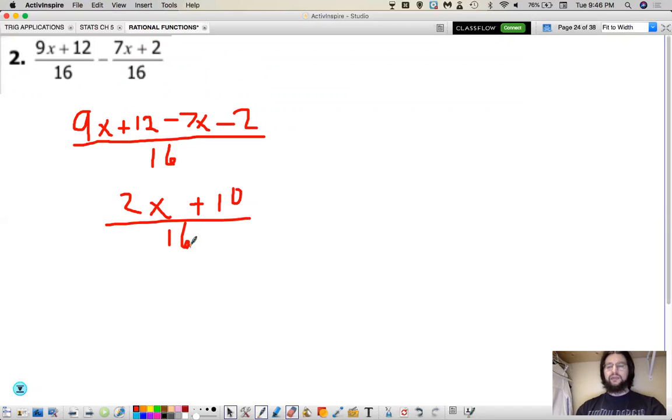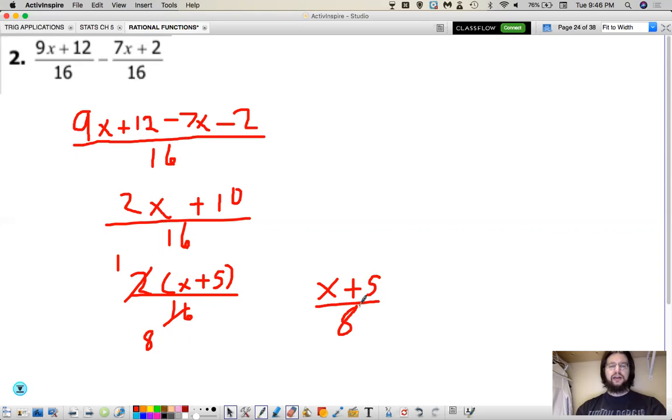Now, like I said, we've got to factor the numerator. We've got a GCF in here. 2 times x plus 5 over 16. 2 and 16, well, those simplify. 2 divided by 2 is 1. 16 divided by 2 is 8. This is x plus 5 over 8. Now I'm going to leave it like that. You could split it up. I'll accept both answers. But this is perfectly fine for me.